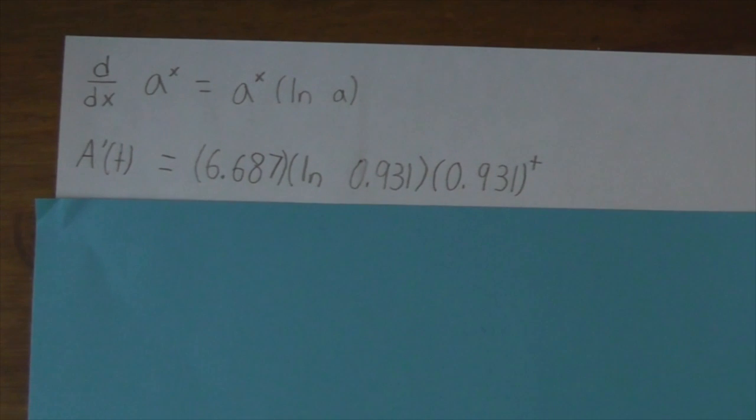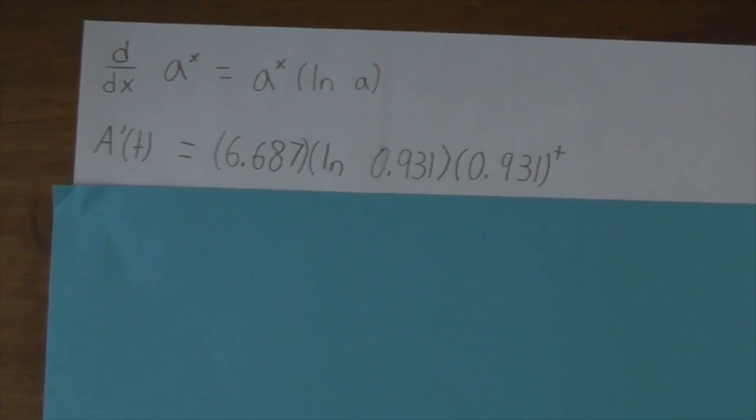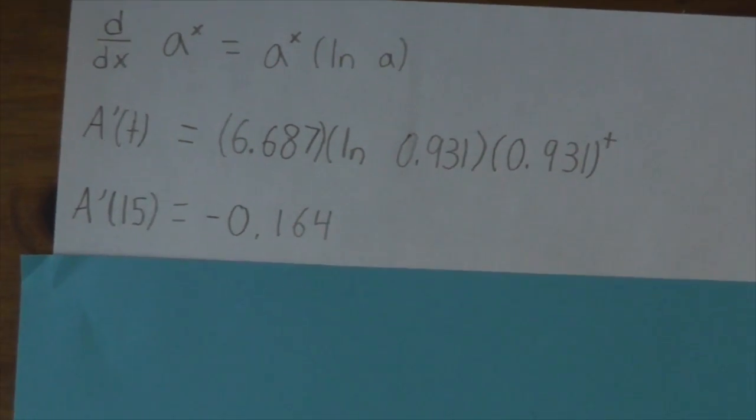We can plug in 15 for t and use our calculator to get an answer rounded to the nearest hundredth of negative 0.164.